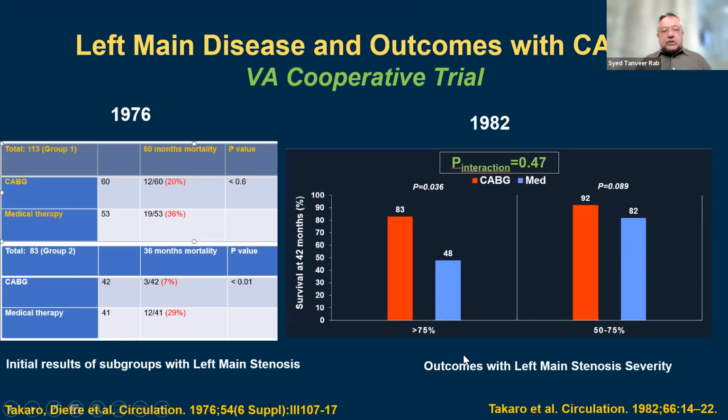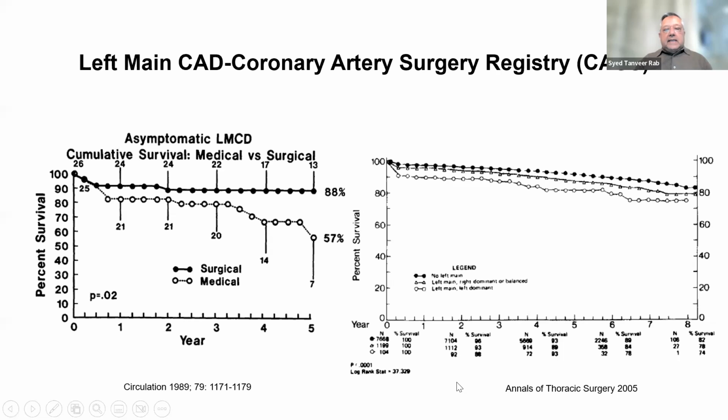And then in 1982, there was another publication that showed the outcomes with left main stenosis severity. With the higher stenosis, greater than 75%, survival was lower in the medical arm versus the CABG arm. For the intermediate stenosis, it was quite close, but certainly with a high degree of stenosis, survival is better with surgery. And then from the CASS, or Coronary Artery Surgery Study registry over time, remember there weren't any PCI trials then, all compared to medical therapy, with left main coronary disease, the survival was lower with medical therapy than with surgical therapy.